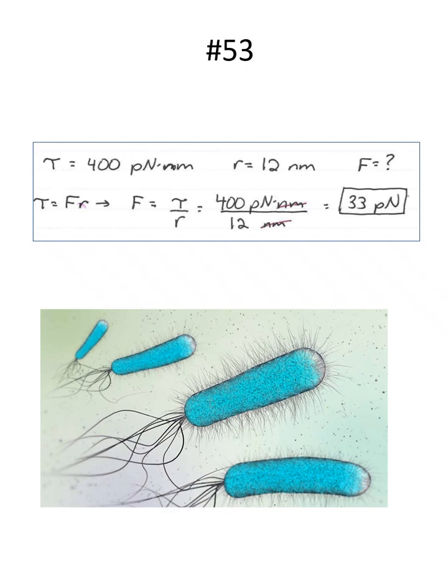All right, we're given torque, we're given the lever arm, what is force? And so we can use this equation, torque equals force times lever arm. It's applied tangentially, so that's going to be sine of 90 degrees, which is 1. That's why I haven't even written the sine theta here. And force is torque divided by lever arm, so 400 piconewton nanometers over 12 nanometers. Conveniently, it's the same nanometers and nanometers. Those will divide out, and we're left with 33 piconewtons.